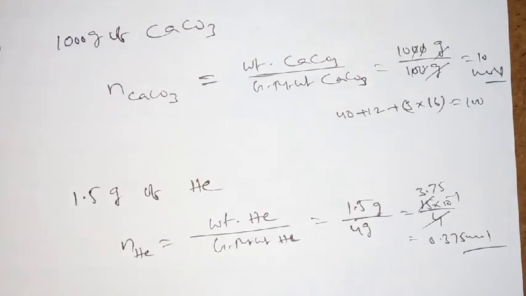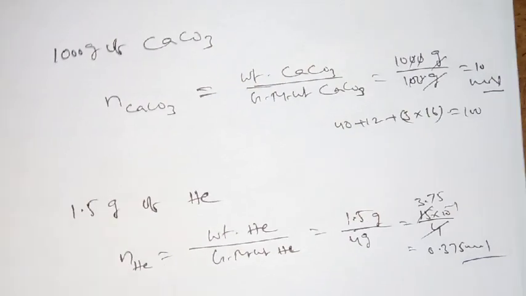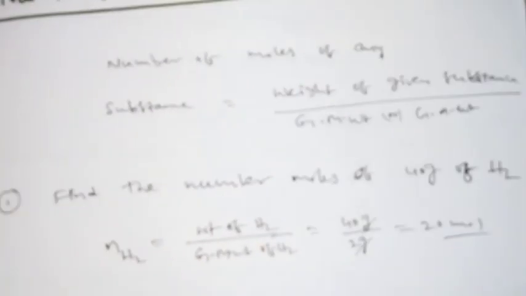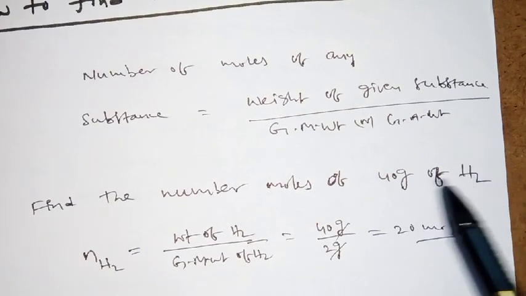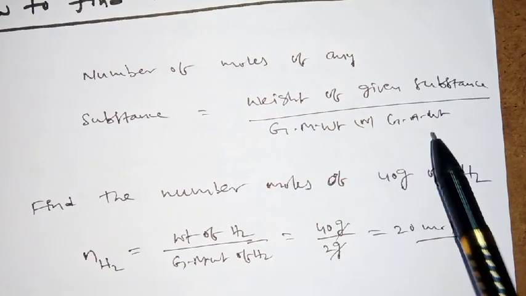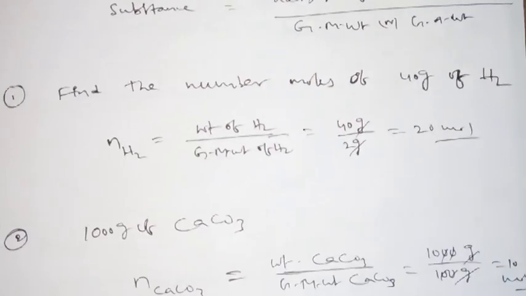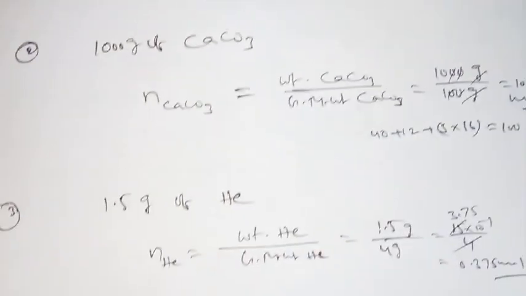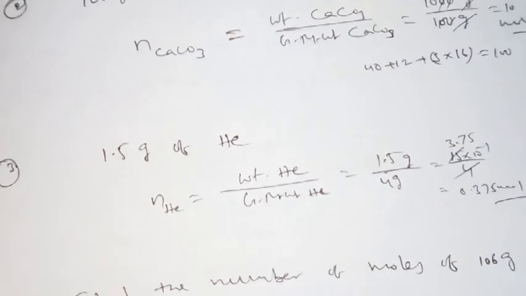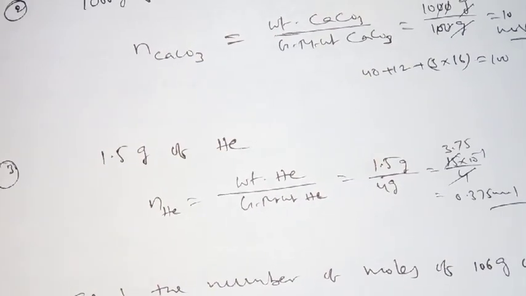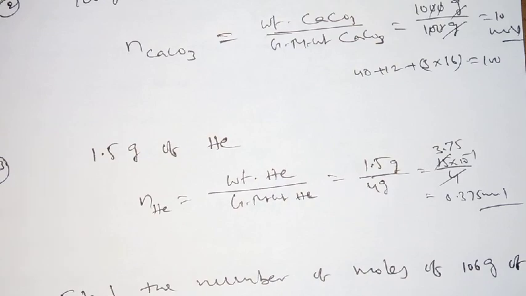Very simple method, but repeatedly we have to use the term number of moles. So we started with the formula: number of moles of any substance equals weight of the given substance by gram molecular weight or gram atomic weight. I gave some examples here also, so please go through them. I hope you understood clearly. So do carefully and get clarification on how to find the number of moles. It is useful during the numericals.